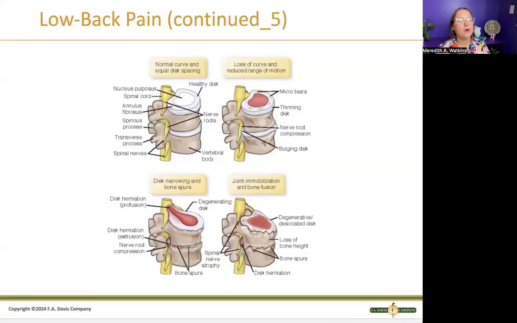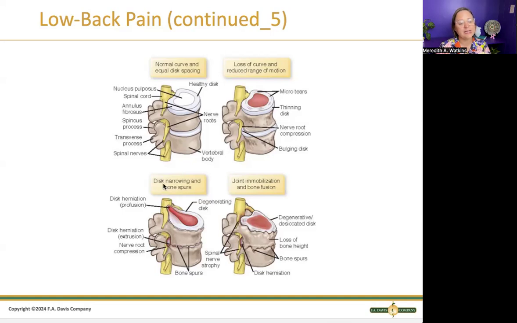And here you can see how bone degeneration or spinal degeneration happens over time. So in this first upper left image, we see a healthy spine with healthy discs and plenty of space, and the spinal cord is there, nothing's compressing it. And then the first step of this spinal degeneration is the loss of curve and reduced range of motion. So we start seeing micro tears in that disc, and the disc gets thinner. And then as that happens and there's less cushion, we see the disc not having anywhere to go. So it bulges out and pushes against the spinal cord, causing pain. And that also causes nerve root compression, which causes pain and eventually will cause nerve atrophy.